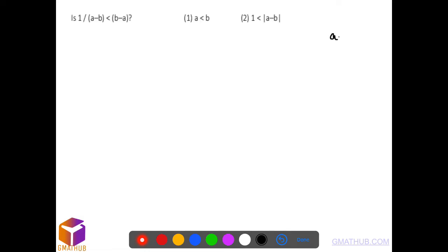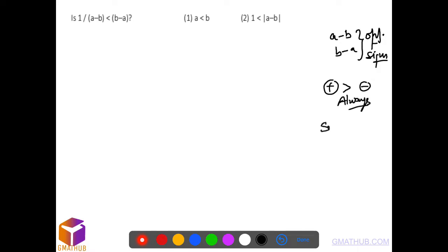So now a minus b and b minus a, they'll have opposite signs. So one would be positive, one would be negative. Okay, and positive is always bigger than negative. And one more thing, small number minus big number will always be negative, irrespective of whether they are positive or negative, and bigger number minus smaller number will always be positive, irrespective of whether they are positive or negative.